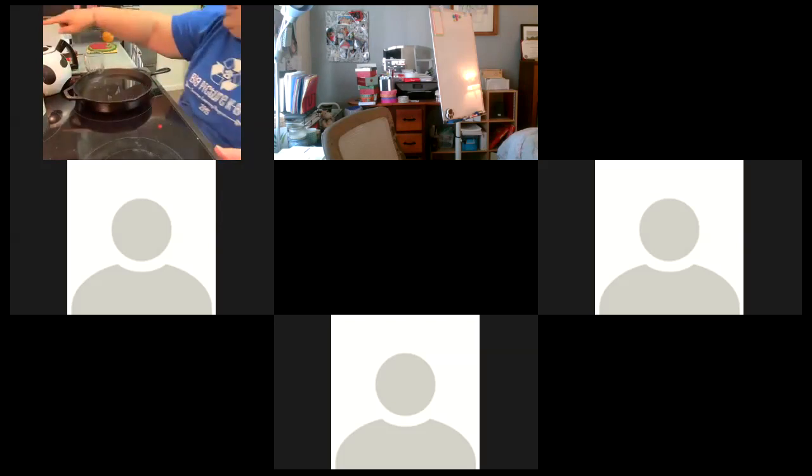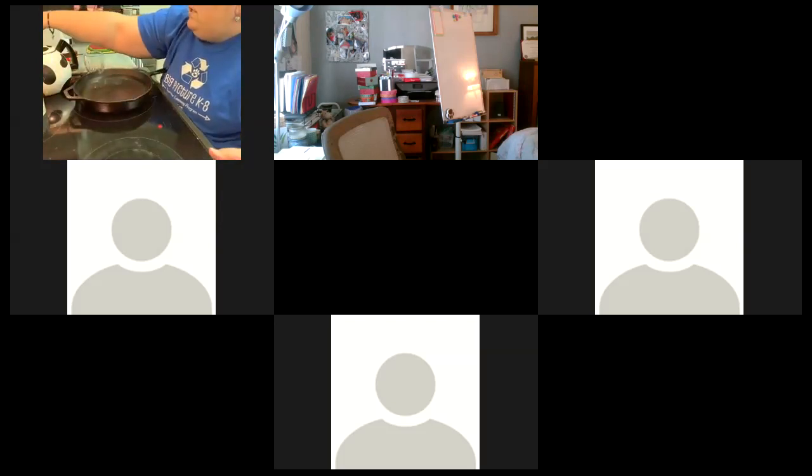Okay, so I'm going to turn that off. And I'm going to turn this on, my small burner to high. And now I'm using a metal frying pan, because metal is one of the most conductive materials there is.